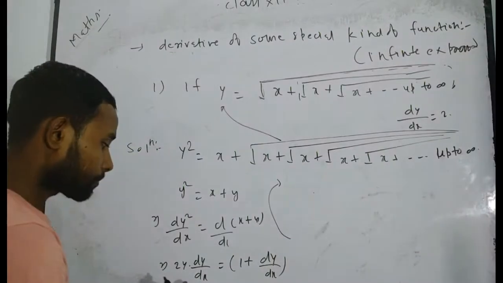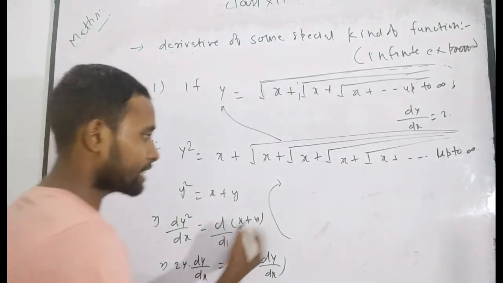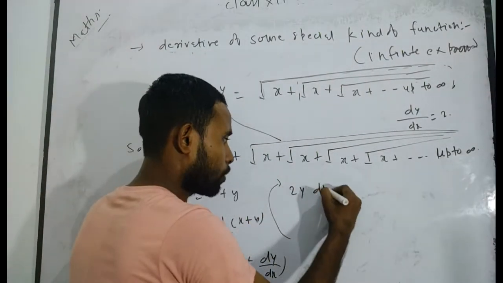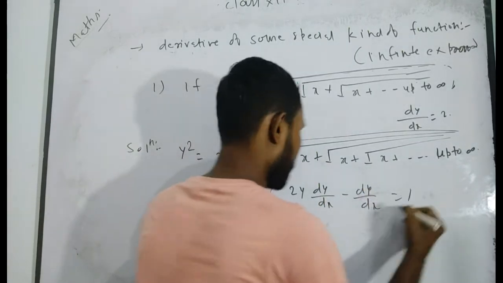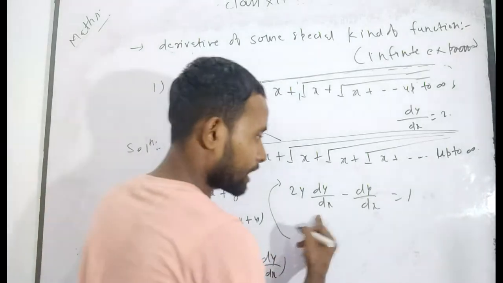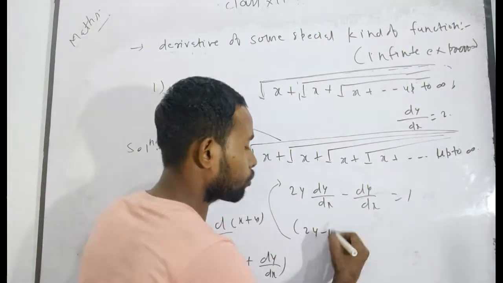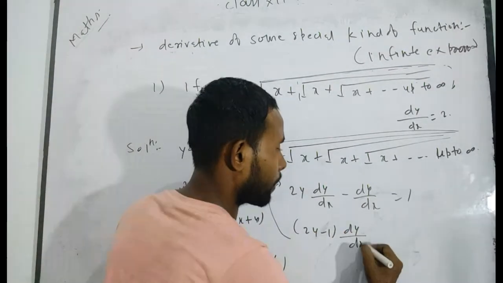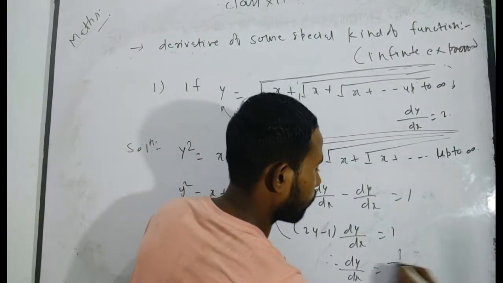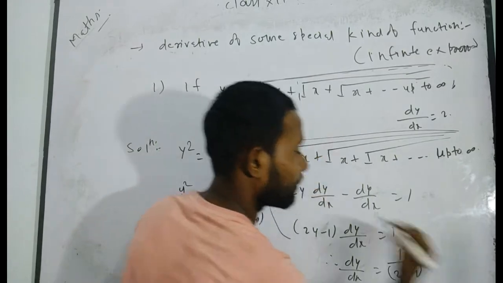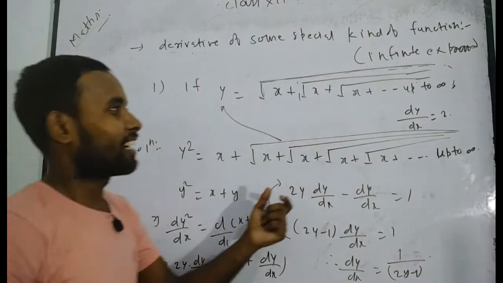Now go ahead. Take this term to the LHS, you will get 2y dy/dx minus dy/dx is equal to 1. After taking dy/dx common from both terms, you will get (2y minus 1) dy/dx is equal to 1. So dy/dx is equal to what? 1 upon 2y minus 1.